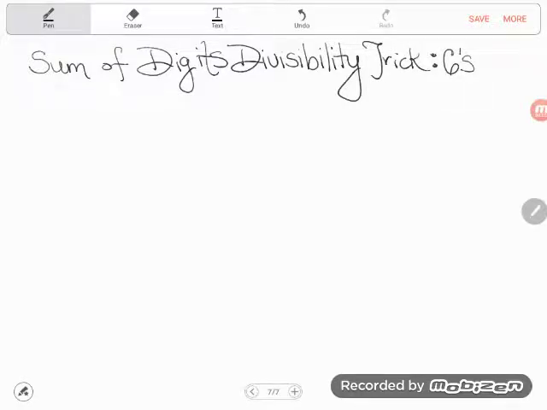Hey, math students. We are continuing our discussion here of the sum of digits divisibility tricks. This is the third video out of 3. So if you didn't take a look at the trick for 3's and the trick for 9's, I would check those out first, or at least make sure I have some background knowledge of that.